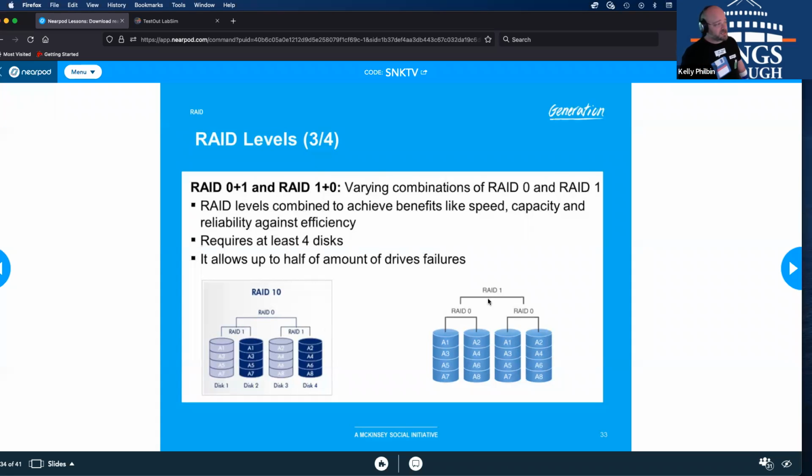The other version of this, the 0 plus 1, is where you have two sets of stripes that are mirrored to each other. The first bit of data would go to disk 1, the second bit would go to disk 2, and then that whole thing would be mirrored over to disks 3 and 4.